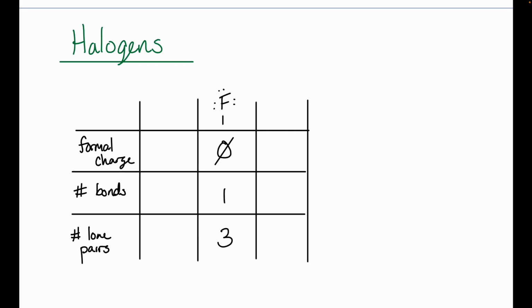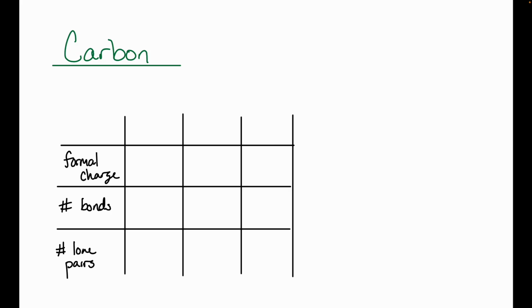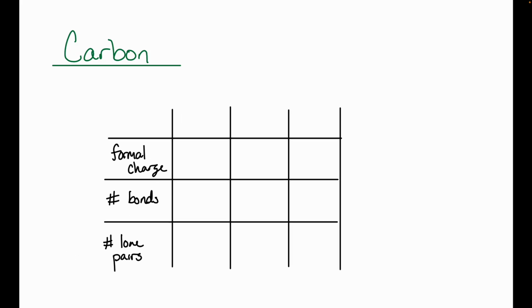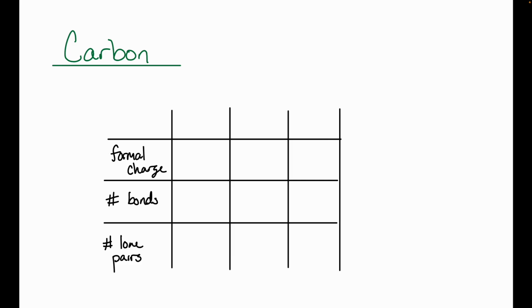The one that we're going to do together here is actually the star of the show, carbon. And carbon's is a little unexpected, at least part of it is. So first of all, carbon likes to have 4 bonds and no lone pairs, meaning it's got that formal charge of 0. Everybody take a second and fill in this -1 column for me. This is what we would expect based on all the other trends that we've seen.